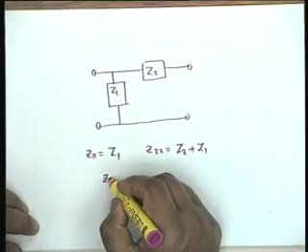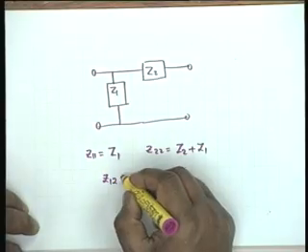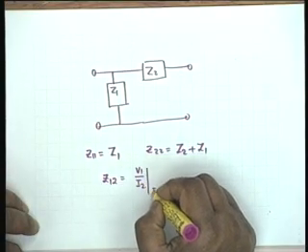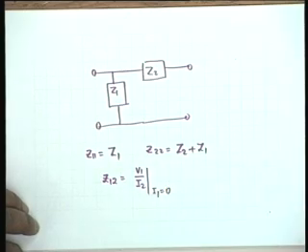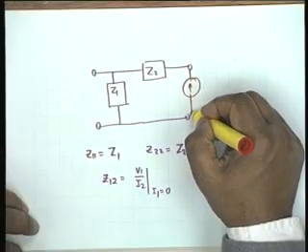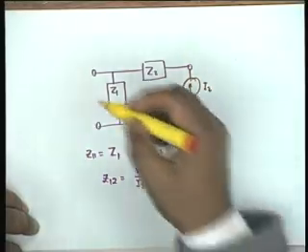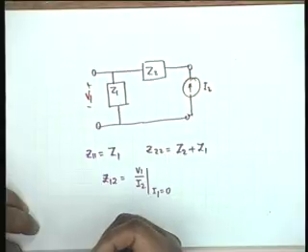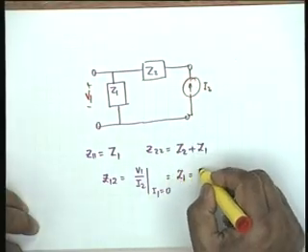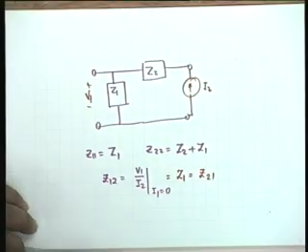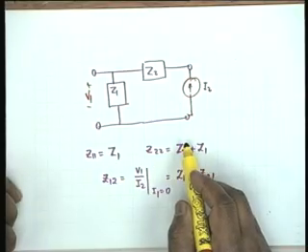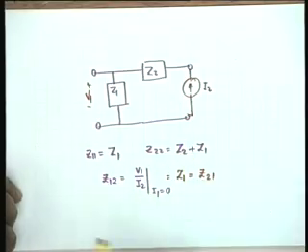Now to find out z12, for example, z12 by definition is v1 by I2 with I1 equal to 0. So let us connect a current source I2 and measure the voltage V1 here. Obviously this will be I2 Z1, and therefore this is equal to Z1 and this must be equal to Z21 also. Alright. So our matrix shall be Z1, Z1, Z1, Z2 plus Z1.